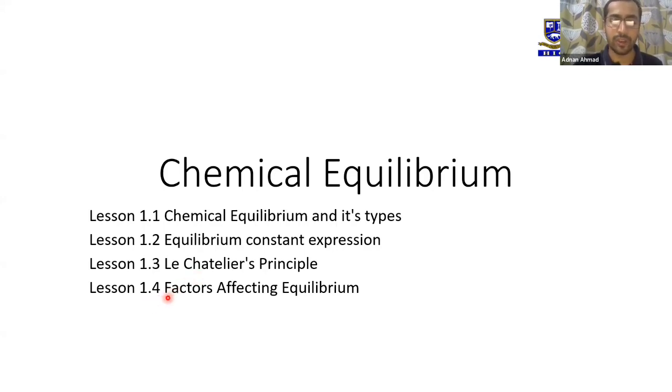And the fourth topic for today will be factors affecting chemical equilibrium, because whenever we have a system at equilibrium, and if we disturb it by changing different parameters, it is affected. So we will see what changes can affect a system at chemical equilibrium. So this is our lesson for today, and I hope you enjoy today's lesson. So let's begin.